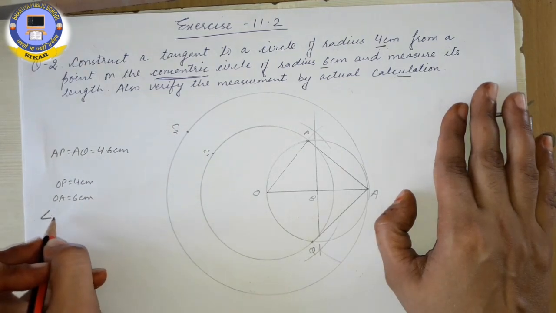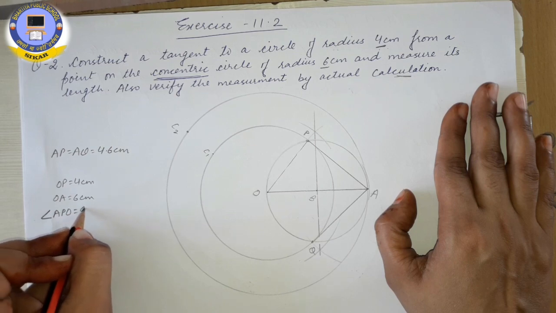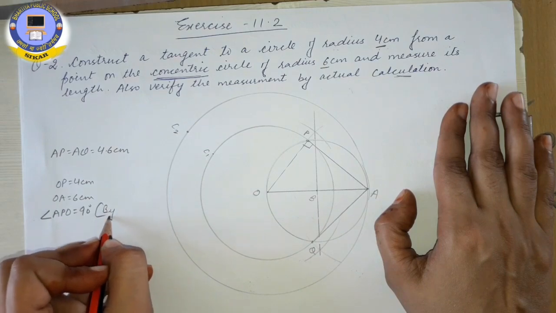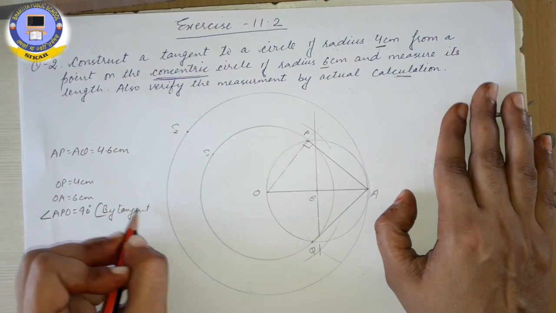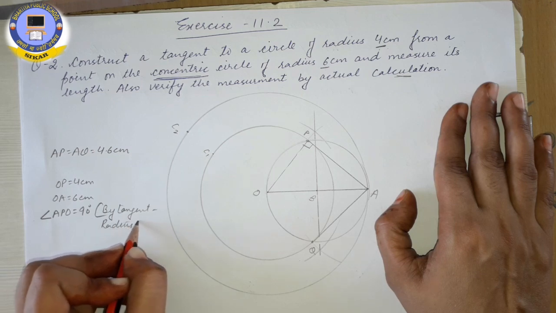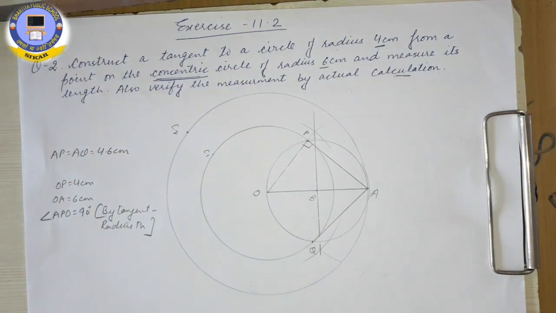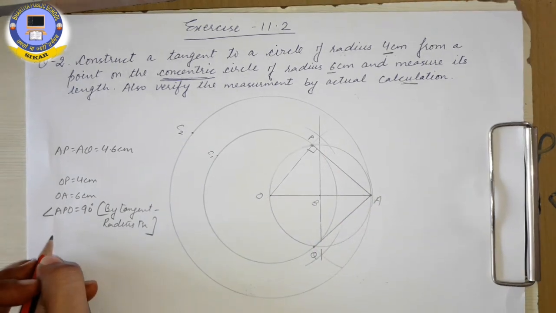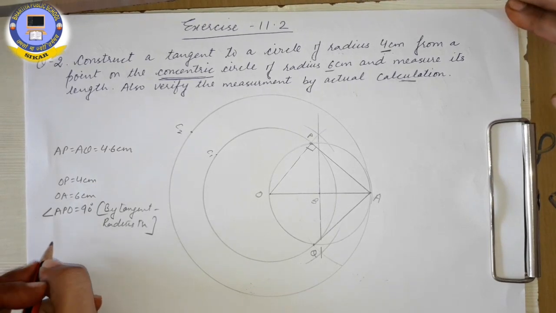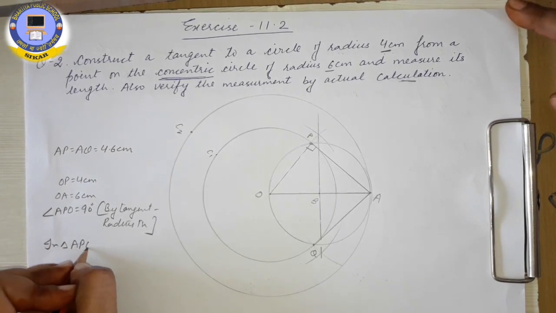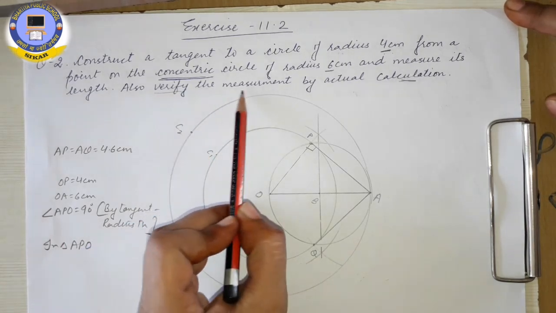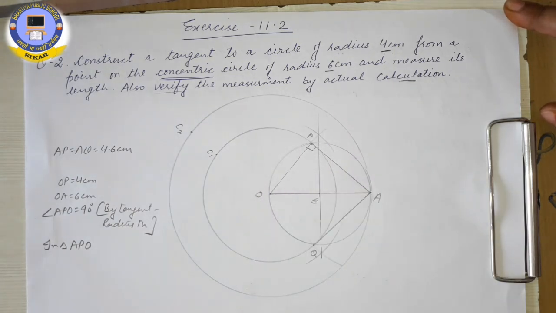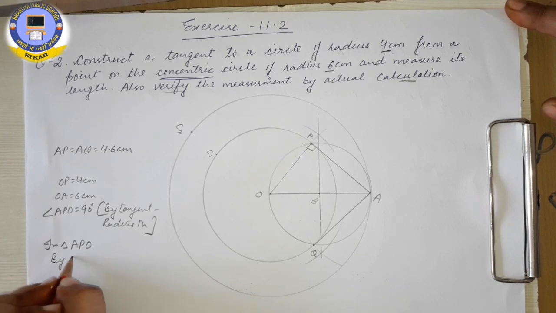And can we say that angle APO equals 90 degree? Can we say this angle is equal to 90 degree by tangent radius theorem? Okay, by tangent radius theorem, angle APO is equal to 90 degree. So triangle APO is a right triangle, and we can apply Pythagoras theorem in triangle APO, because in the question it has been asked to verify by actual calculation, sorry. So we will find it by calculation. So apply Pythagoras theorem.